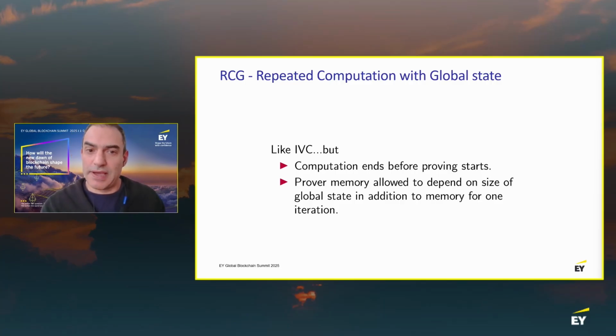The second difference is that the prover memory is allowed to depend on the size of global state in addition to memory for one iteration. A lot of the motivation for IVC is to capture small memory requirements for a SNARK prover, usually saying the memory should depend solely on the size of the transition function we're repeatedly applying. Here we make this slightly more flexible: prover memory should mostly depend on the size of the transition function, but we allow it to also depend on the size of this global state, which we think of as relatively small compared to the size of the whole transition function. Well, small. We'll see this more clearly in the next slide.